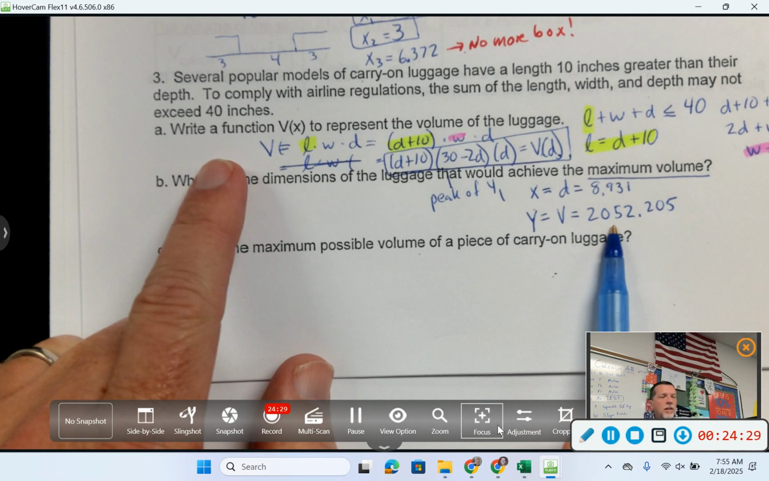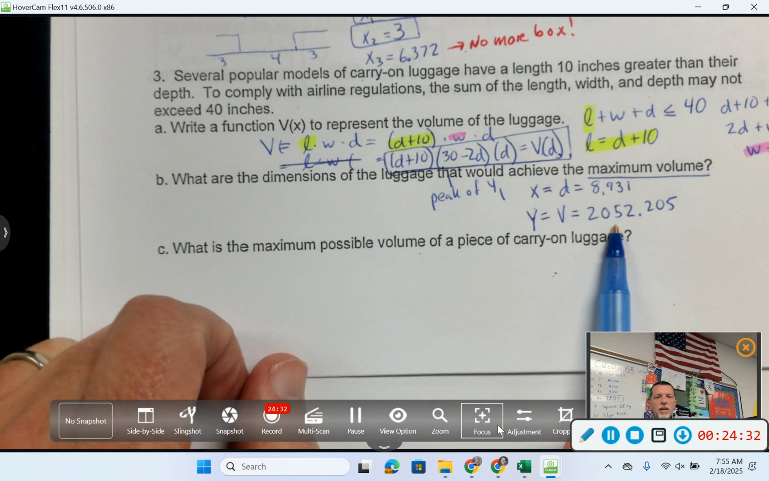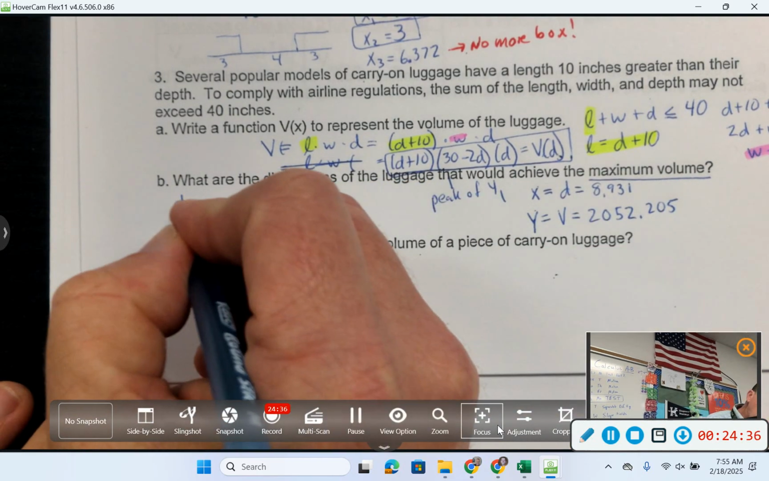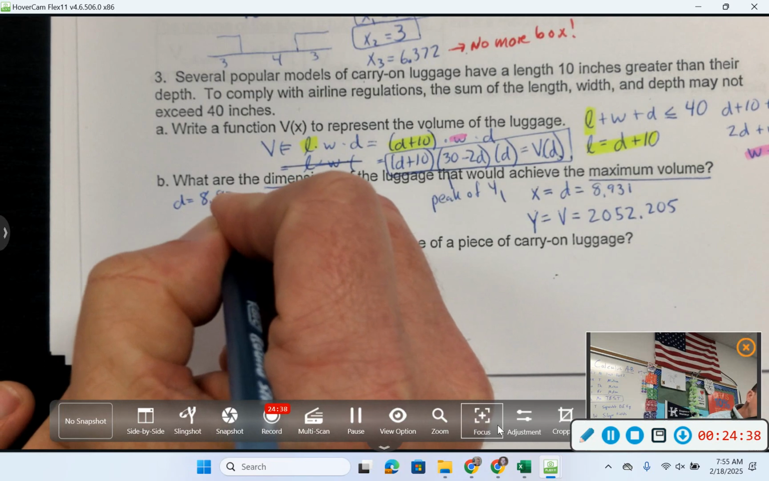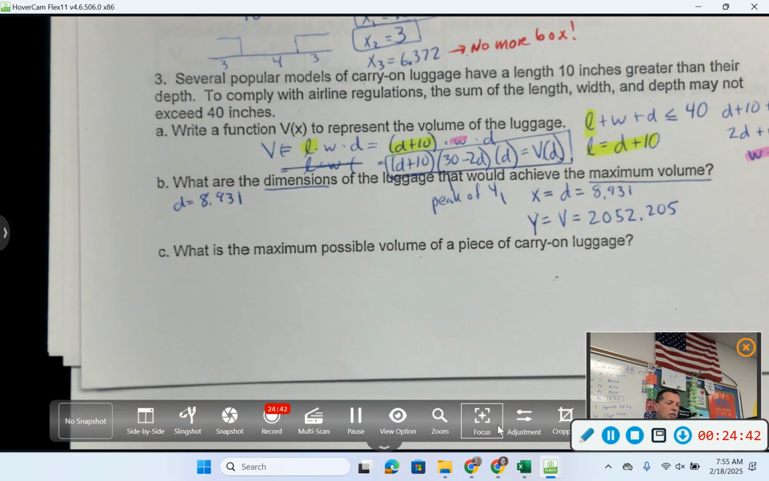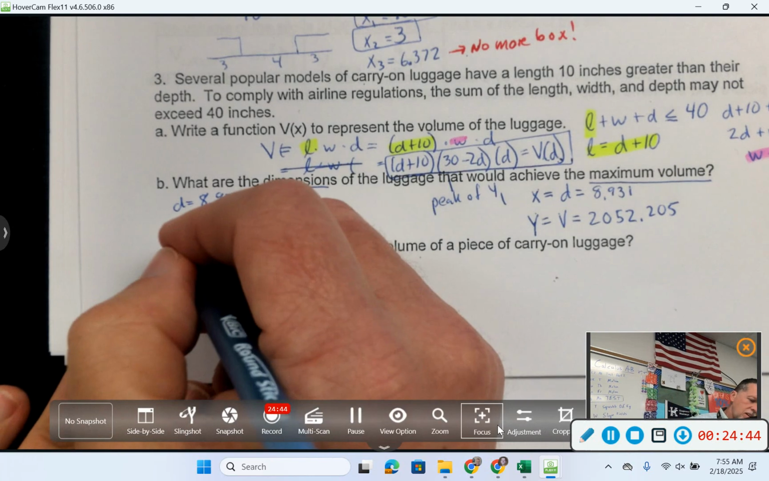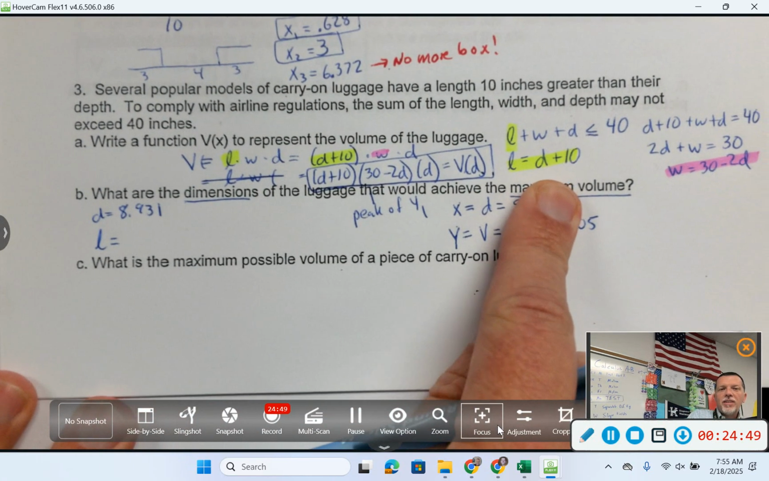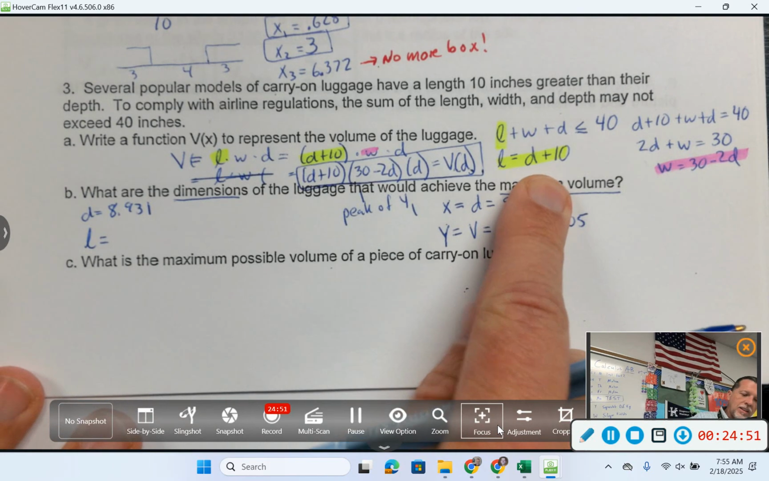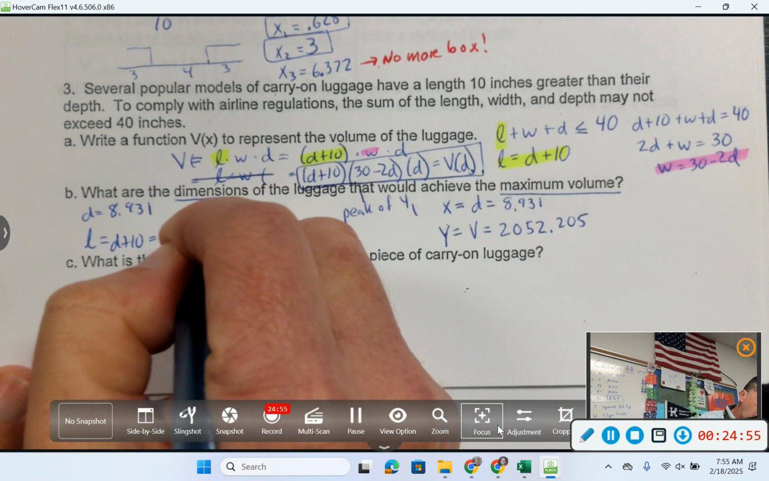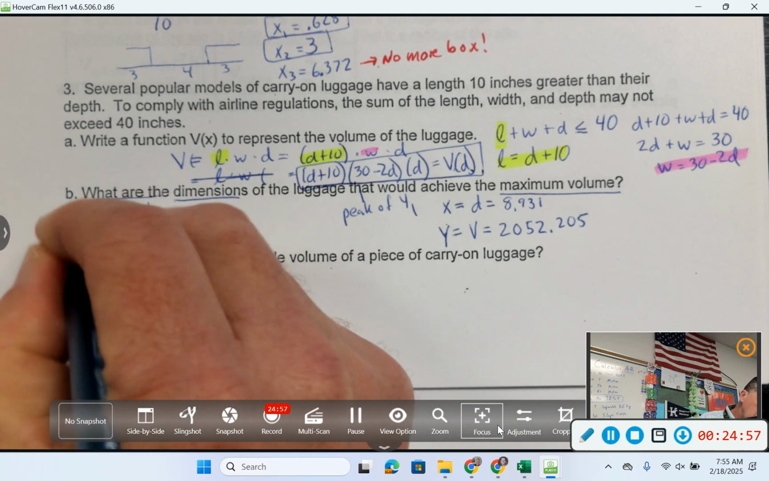So we need to find three things that add to 40. What are the dimensions? Well, we found the depth dimension. The calculator told us that. And now we need to find the other two dimensions, which is just adding 10 or subtracting. Yep, we've got a formula. In fact, I accidentally highlighted it. Length is d plus 10. So that's an easy one. 18.931.